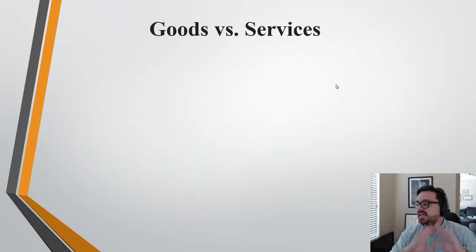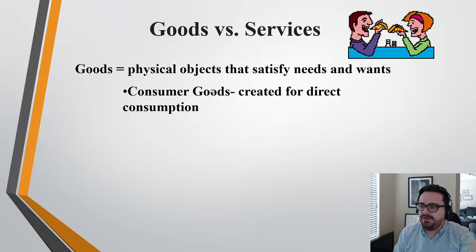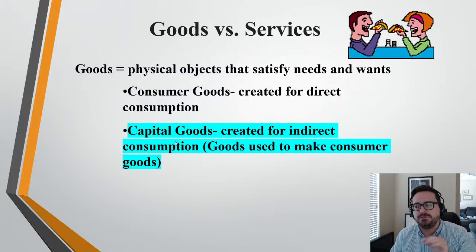Okay, goods and services. Again, you probably don't need to write that first thing. Ignore that. That's what a good is. Cool. There are two different types of goods. The second one people need to know more than the first.